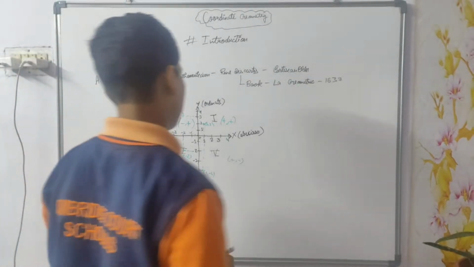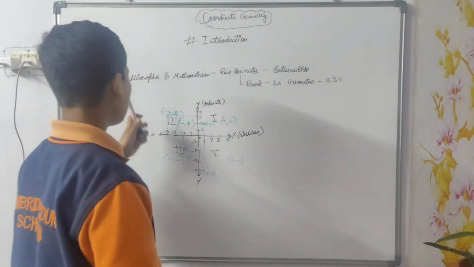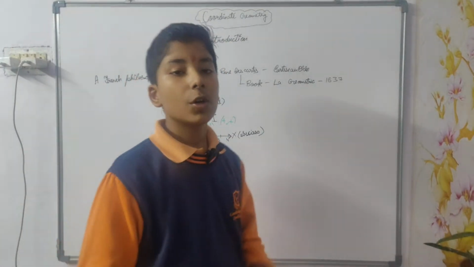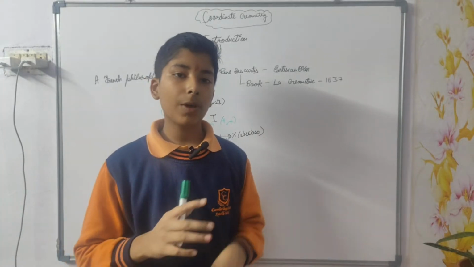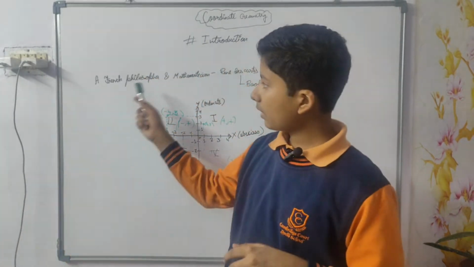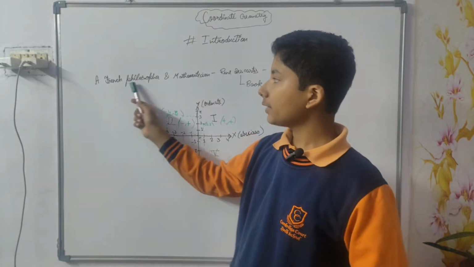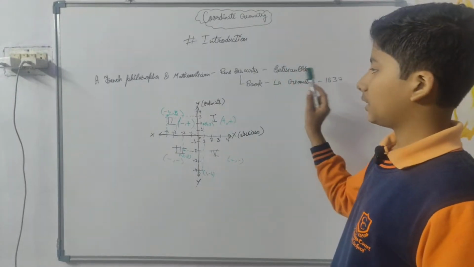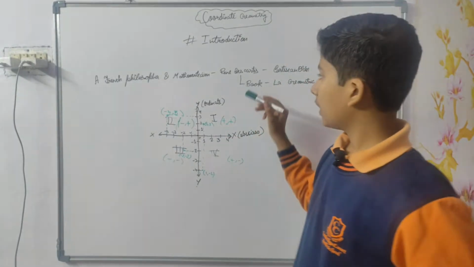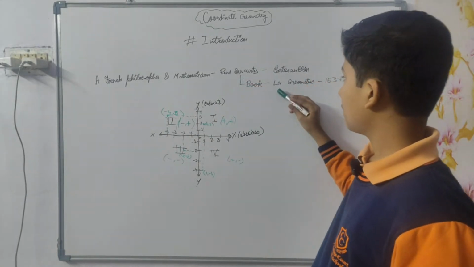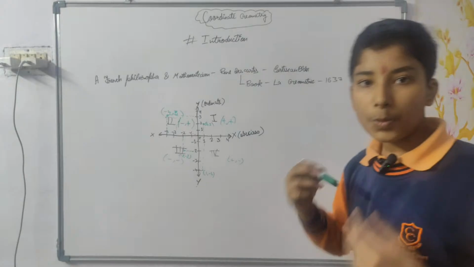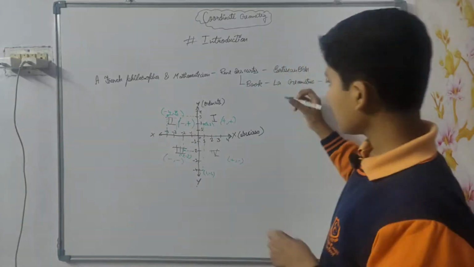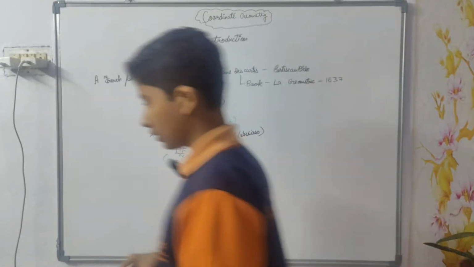Now one more thing we have to see. Who developed this Cartesian plane? This was developed by René Descartes, as written over here. He was a French philosopher and mathematician. He developed the Cartesian plane. He also made a book named La Géométrie, which was produced in the year 1637. Okay. Now I want to give you some questions.